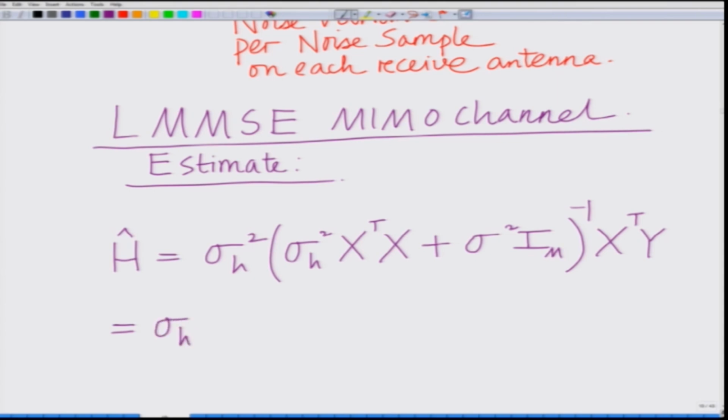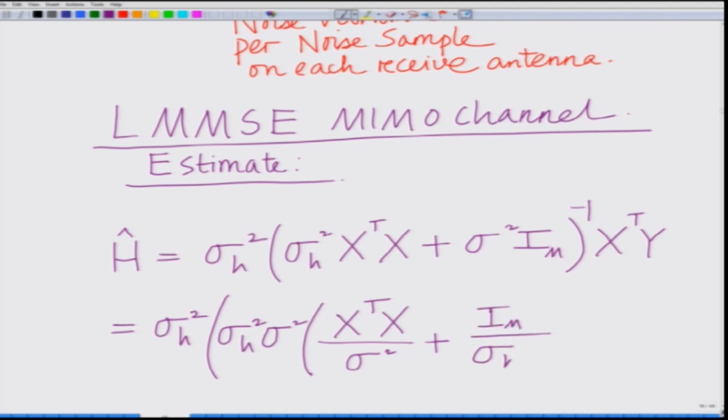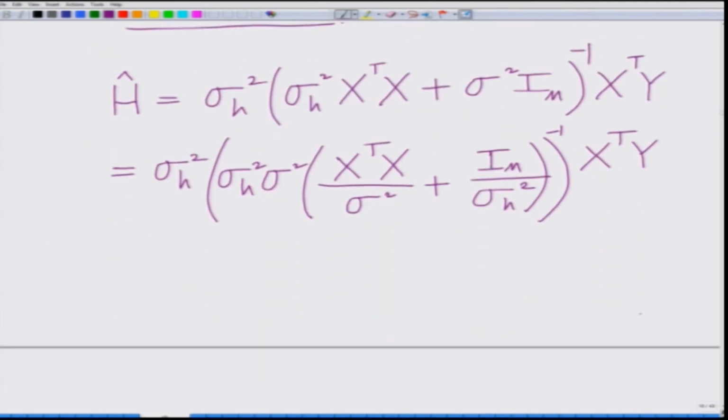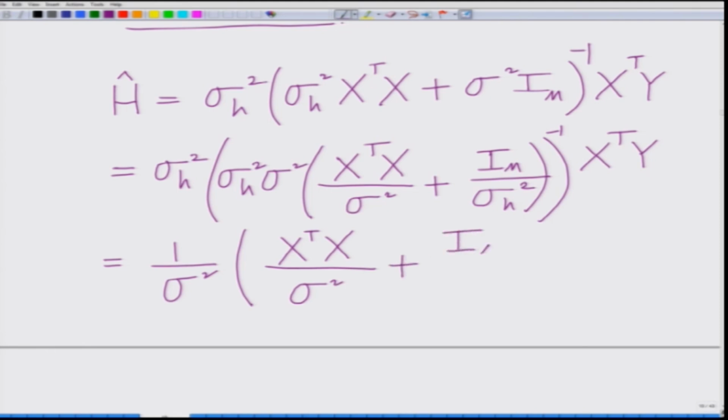I can write this also as sigma h square. In the term inside the brackets I can take sigma h square sigma square common. So that becomes X transpose X divided by sigma square plus I m divided by sigma h square, inverse, into X transpose Y. Now, when the sigma square comes out of the bracket, because there is an inverse, it goes into the denominator. So I have sigma h square divided by sigma h square into sigma square, that becomes 1 by sigma square, times X transpose X divided by sigma square plus I m divided by sigma h square, into X transpose Y.